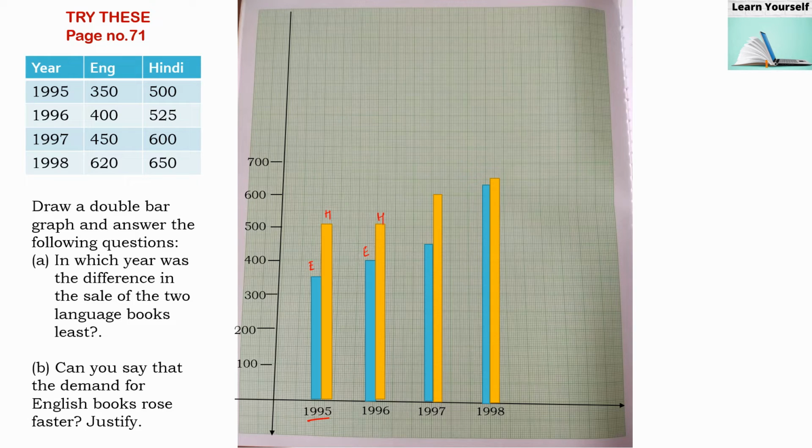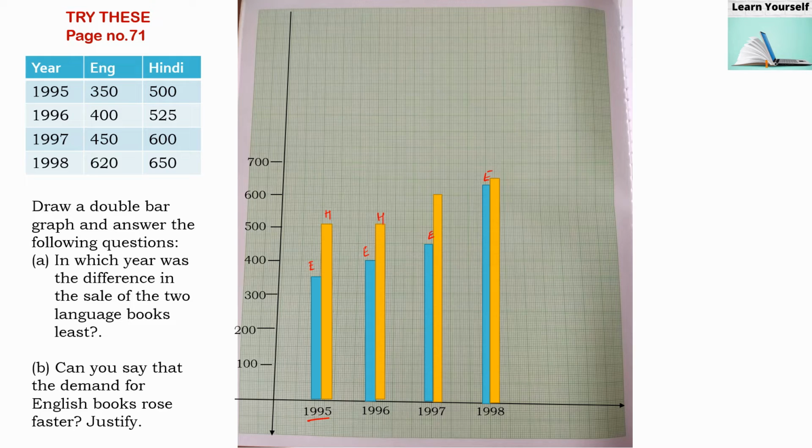But make sure that if you are shading the bar of English books, then throughout you have to shade only these bars, which belong to the sale of English books. So here I have mentioned with the color coding that blue represents the English books and yellow represents the Hindi books. Now let us answer this question.